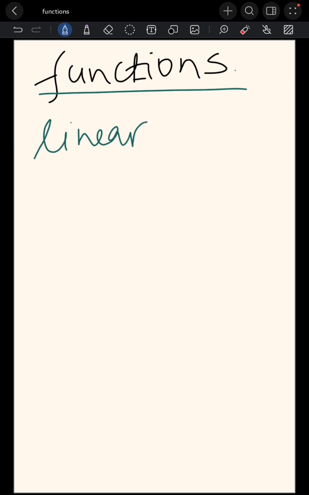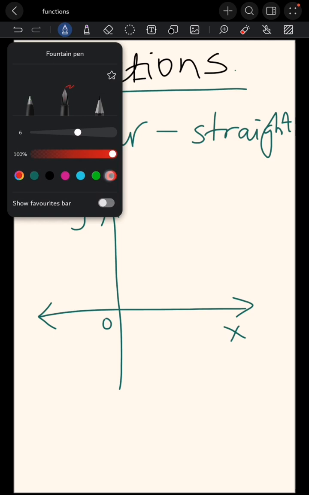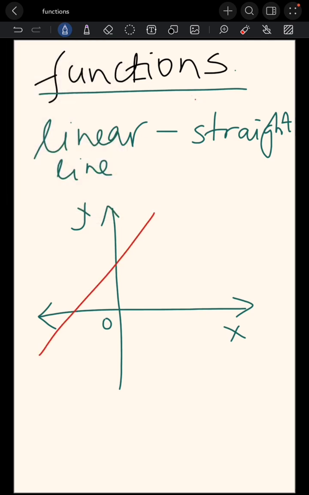To start with, linear functions are also called straight line functions. Just the name explains itself, they are straight lines. So assume you have a Cartesian plane. This is your x, this is your y intercept, this is your origin. So a function can be this way. It's a straight line function. Or it can be this way. Or it can be this way. Or it can be this way. Whichever way you have seen here, a function can exist in that.